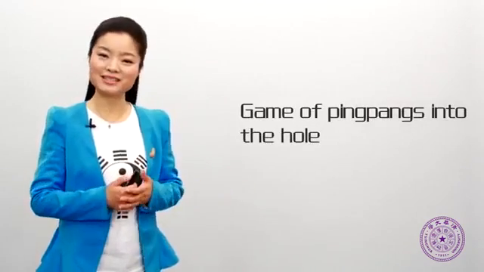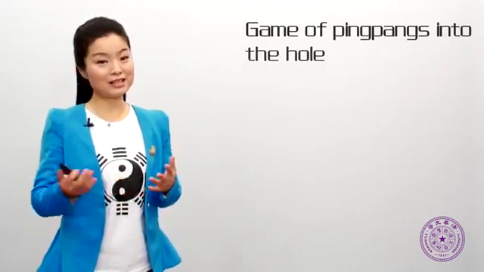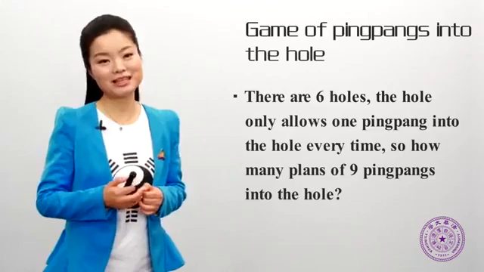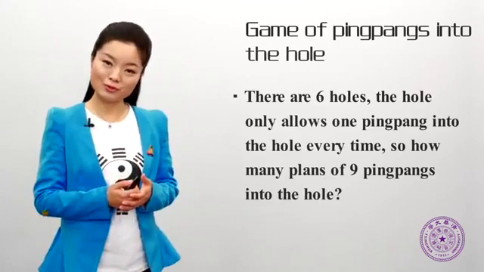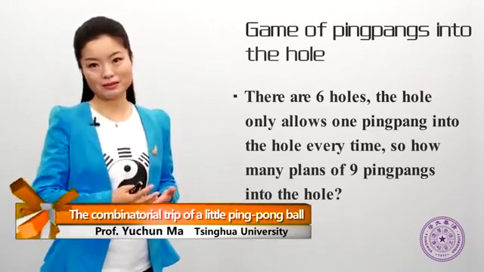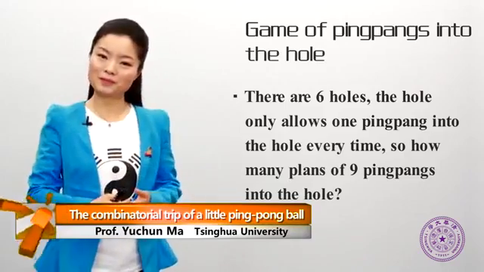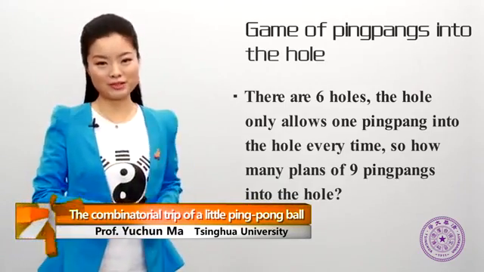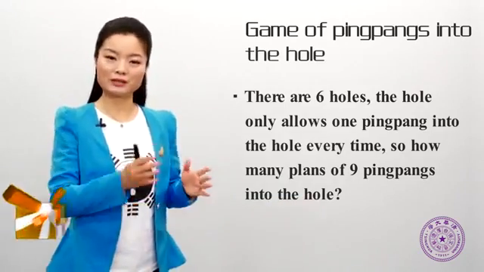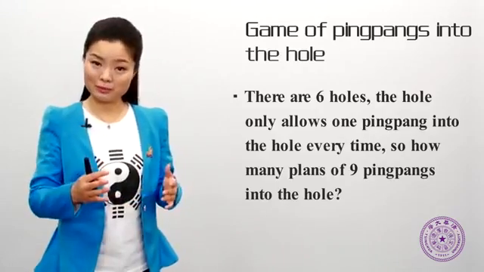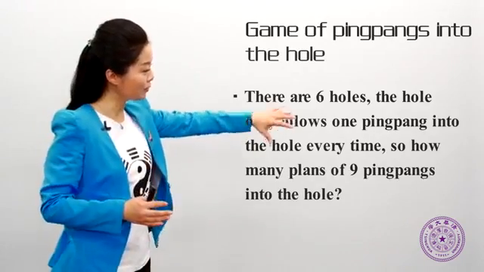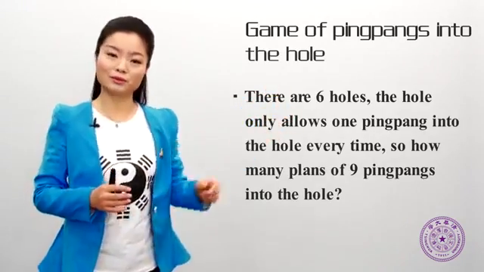Next, let's look at a game. This game is quite popular at game centers. Let's take ping pong balls as an example. There are 6 tracks which correspond to 6 holes. Now, we have 9 balls with labels 1, 2 until 9. We'd send them into 6 different holes via the corresponding tracks.